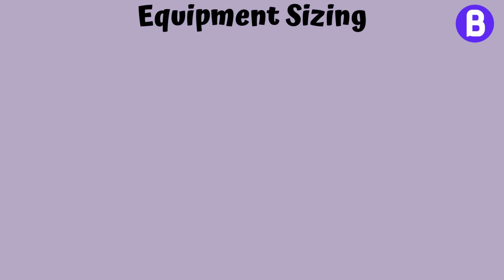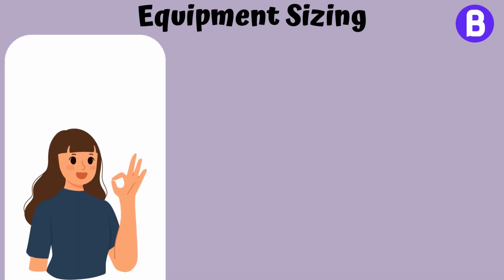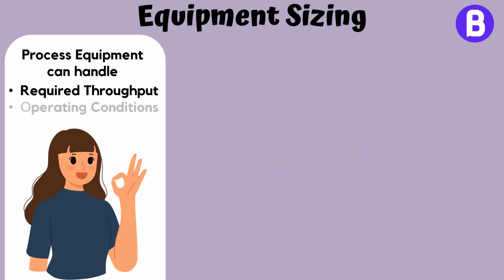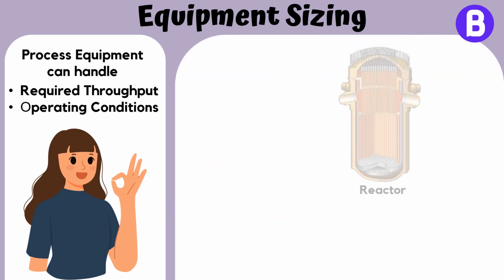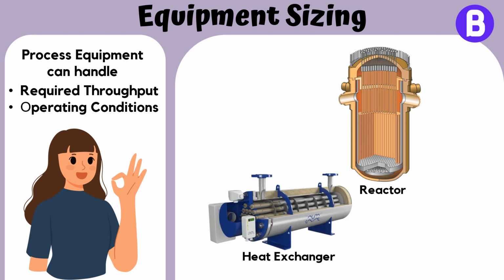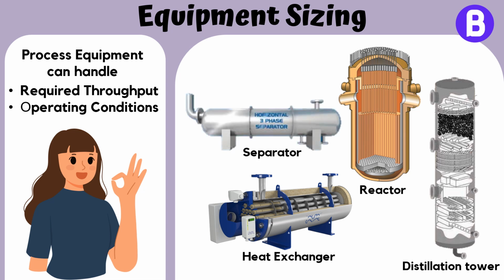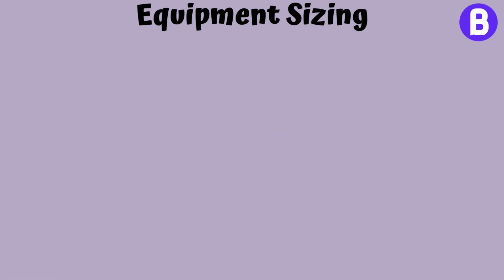The second activity is equipment sizing. Equipment sizing should be well carried out. This is because it ensures that process equipment is appropriately sized to handle the required throughput and operating conditions. This includes the sizing of reactors, heat exchanger thermal design, distillation and absorption column internal design, separators, and other process equipment. Proper equipment sizing should consider the following.